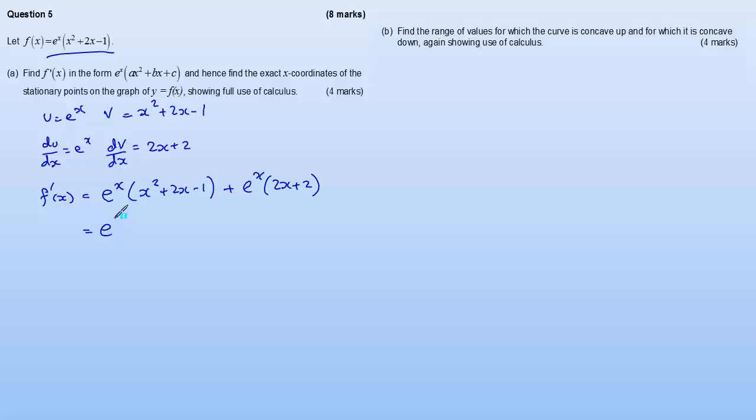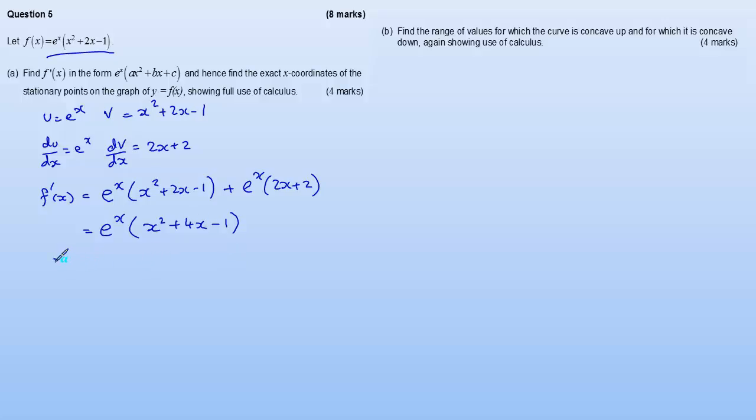So that's e^x (x², and we've got 2x here and 2x here, so plus 4x, and minus 1 here and plus 2 here, which means plus 1).